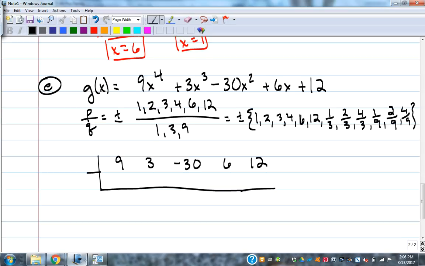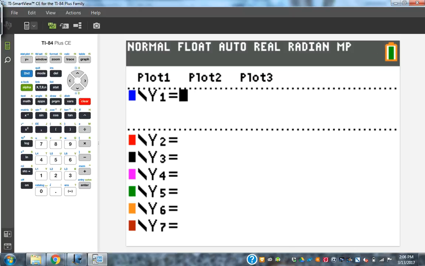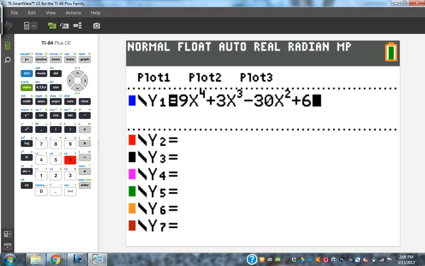Graph it on a calculator. See which one of those rational zeros that's listed works. I have a feeling that more than one of them works, but maybe not much more than one. Okay, so we have 9x to the fourth plus 3x to the third minus 30x squared plus 6x plus 12.